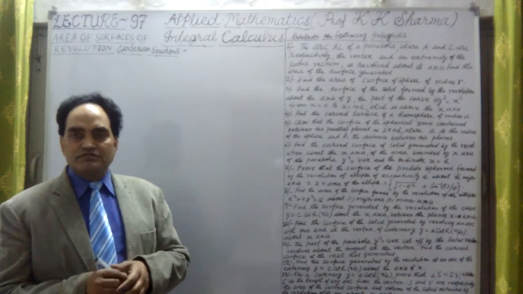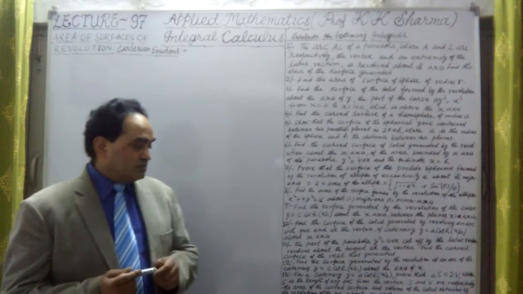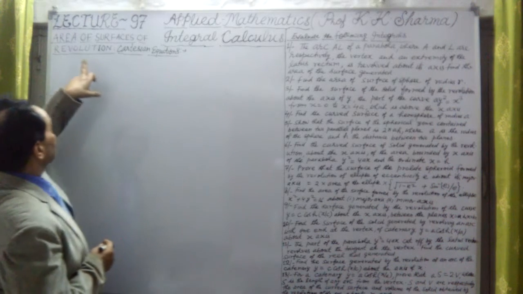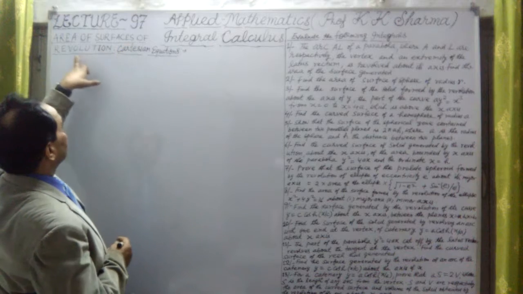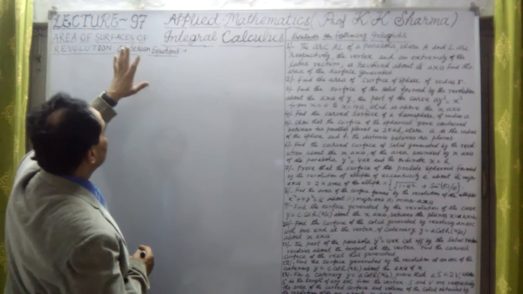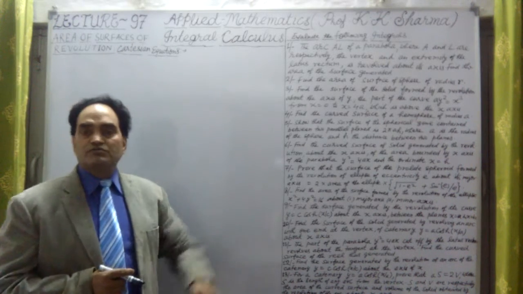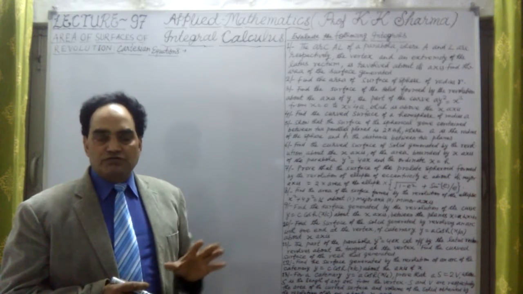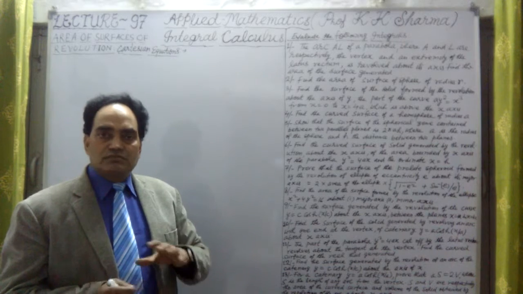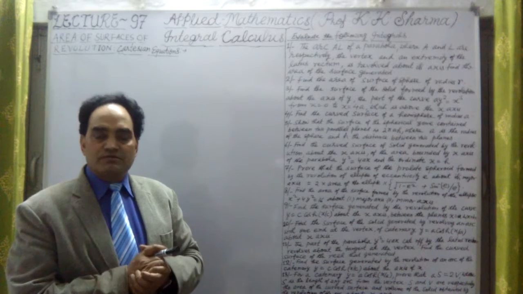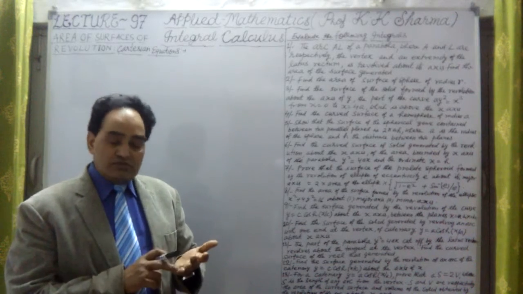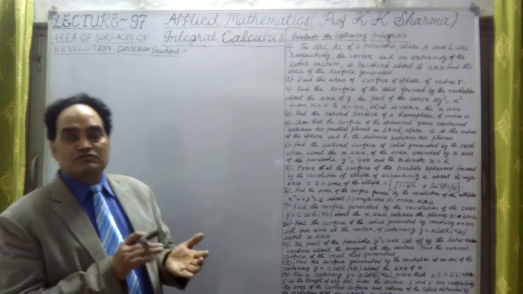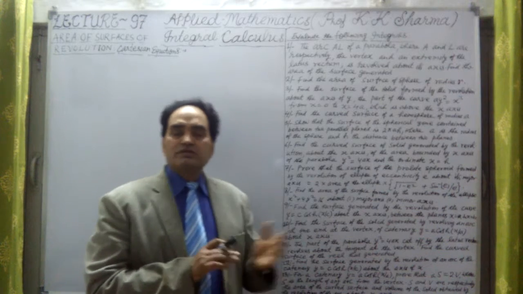So area of surface of revolution, this is the topic today. Today I am taking Cartesian equations. After that, parametric, then polar equations. But today I am talking about the definitions of every part of this. I mean, what is the formula for Cartesian equations, what is the formula for parametric equations, what is the formula for polar equations, everything I'll talk about.